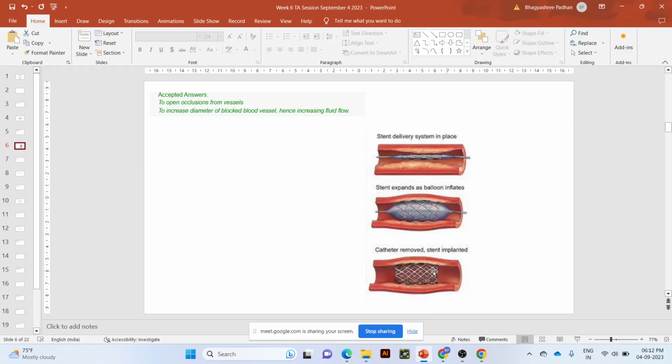There is cholesterol or some other deposition over the blood vessel lining that prevents blood flow. This is one occlusion. To remove this, or to increase the diameter, we use a stent. So these two options will be correct.